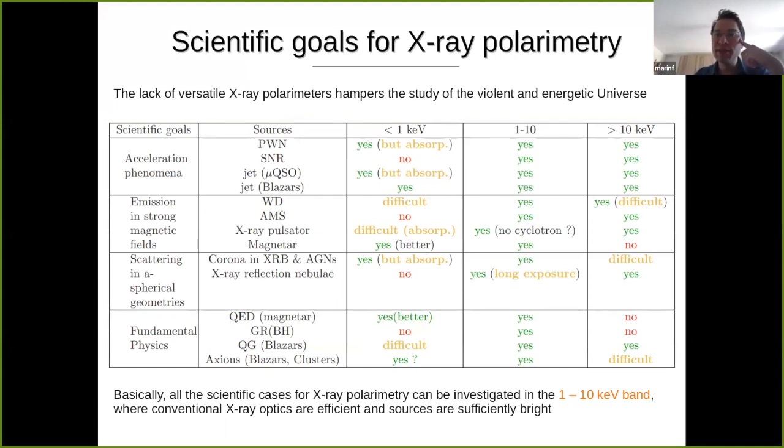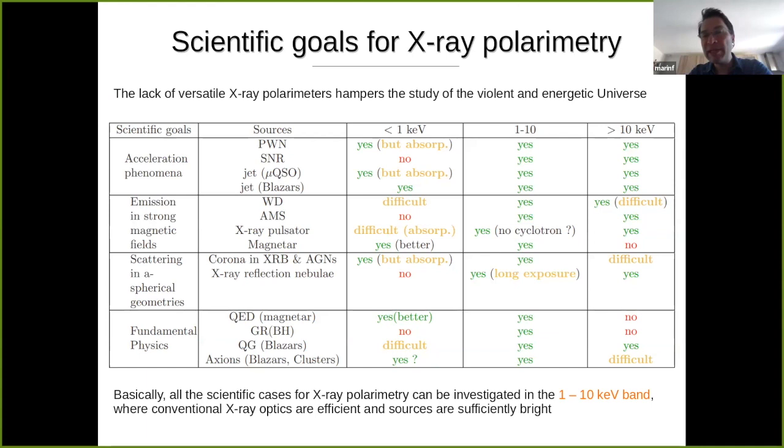The scientific goals for X-ray polarimetry are numerous, and it concerns not only AGN, but every field, every object in the sky. You can look at pulsar wind nebulae, supernova remnants, and jets, both in blazars or microquasars, to look at acceleration phenomena. You can look at emission in strong magnetic fields around white dwarfs or magnetars and so on. You can look at scattering in asymmetrical geometries, perfect for X-ray binaries and AGNs, or the galactic center, but you can also do fundamental physics, such as quantum electrodynamics, GR effects, or looking for supersymmetric particles and axions.